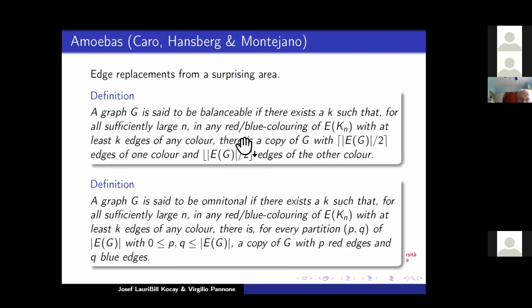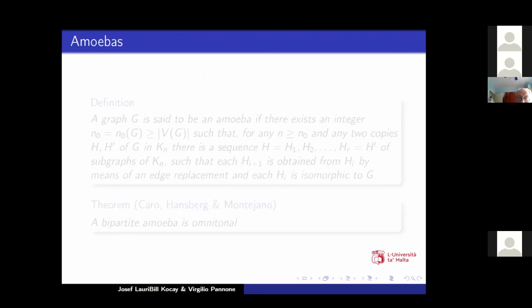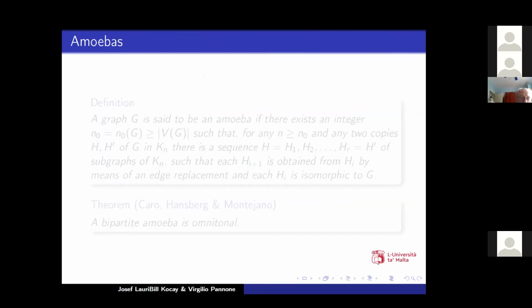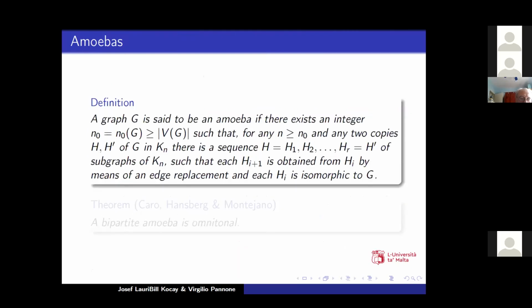So balanced omnitonal graphs are, of course, an extension of balanceable balanced graphs. What has this got to do with replacements? Well, first of all, it can be shown using Turan's theorem that omnitonal graphs must be bipartite.